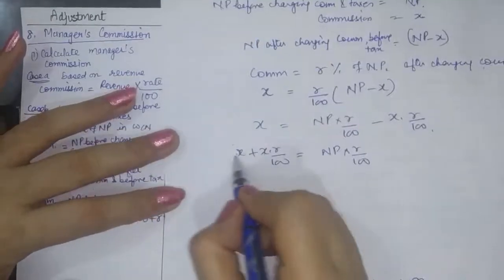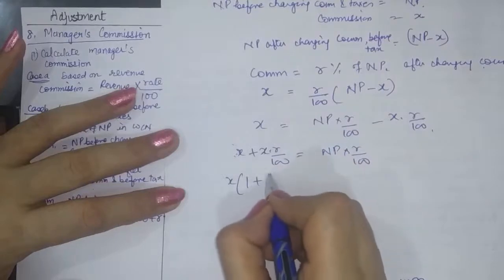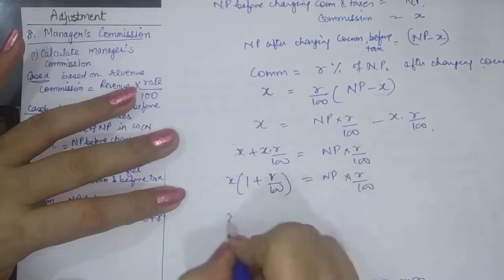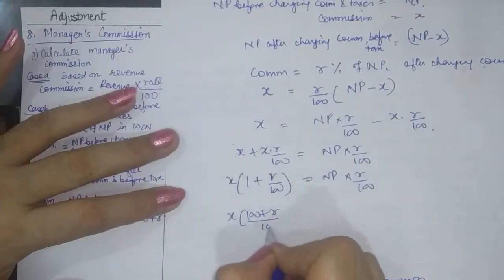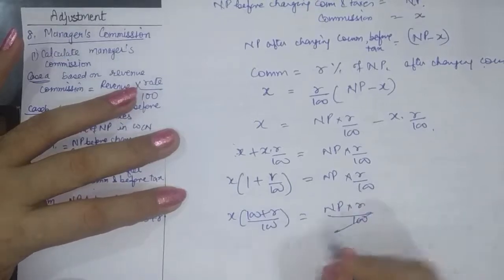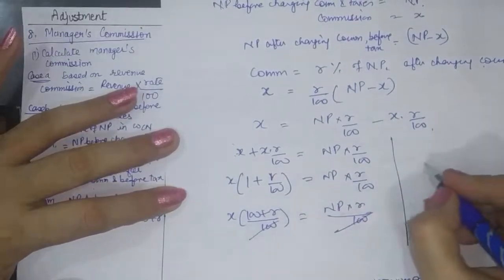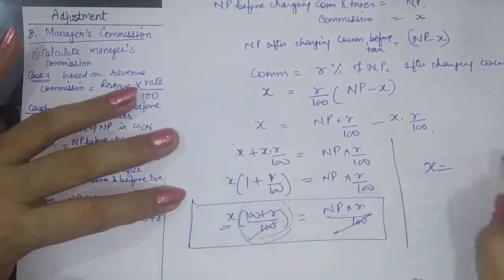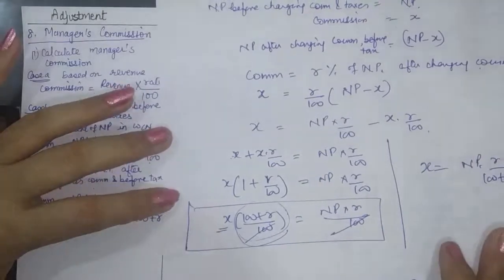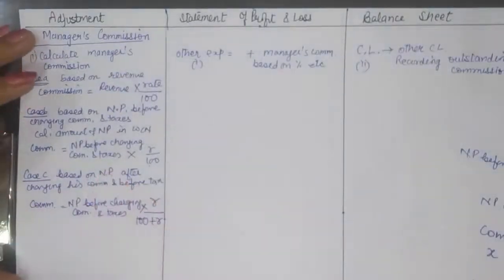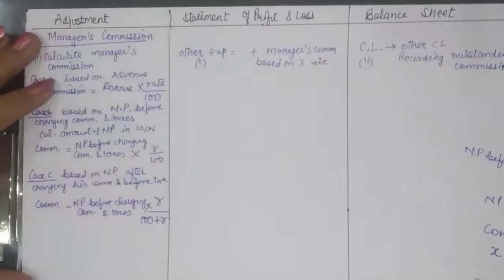Now taking X common, this is all mathematics, right? So X into 100 plus R upon 100 is equal to net profit into rate upon 100. So it gets cancelled. So what we have is X is equal to, in order to take the value of X, 100 plus R goes to the other side, so net profit into rate upon 100 plus R. So this is what we have in our formula, that we will change the base. So amount can easily be calculated, right?